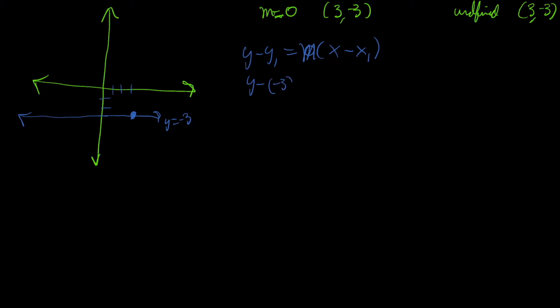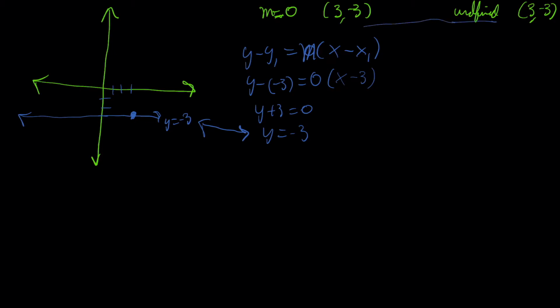I've got y minus a negative 3 equals 0 times x minus 3. So I get y plus 3 equals 0, so y equals negative 3. See, we found the same equation. That's why I always want to make sure when you're working with linear equations, think back and visualize what these are going to look like. You can always sketch a tiny little graph. It doesn't have to be beautiful, but that's a great place to start.